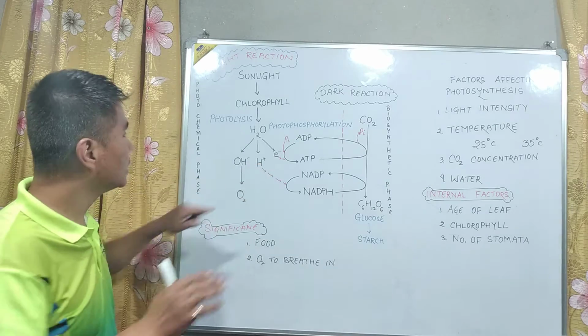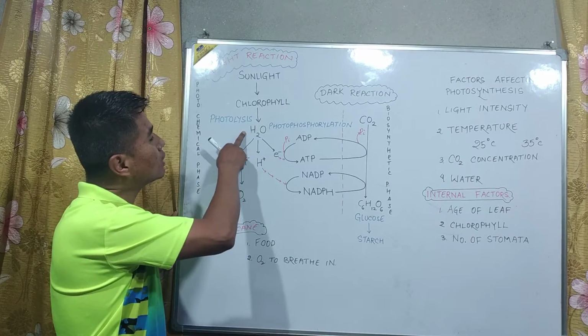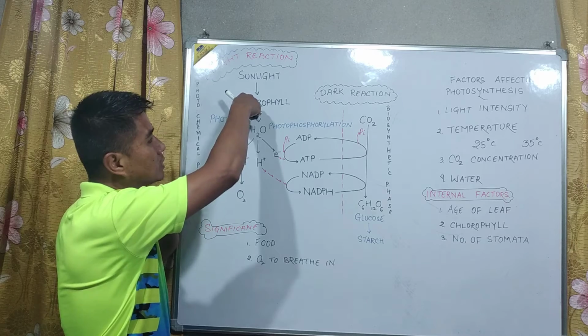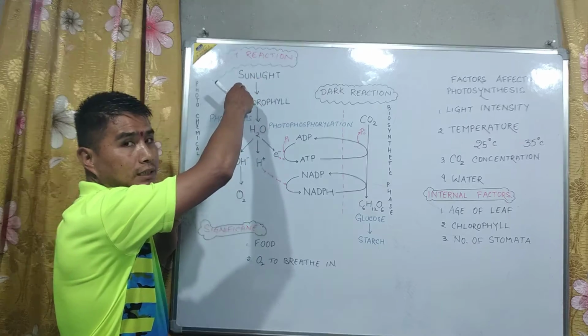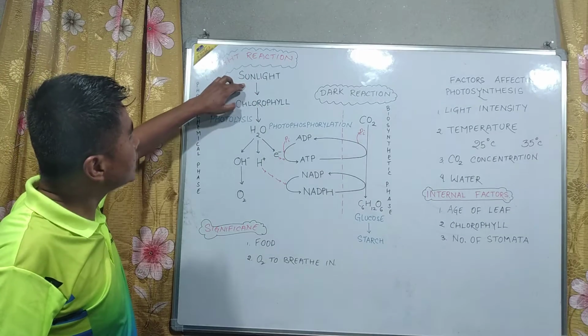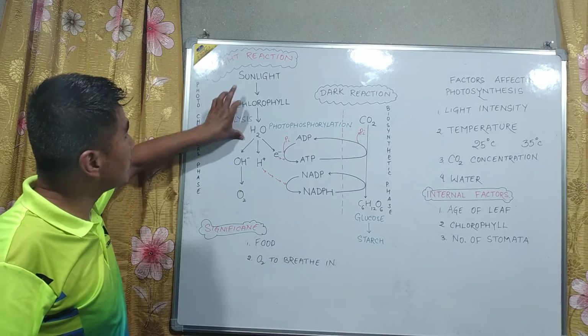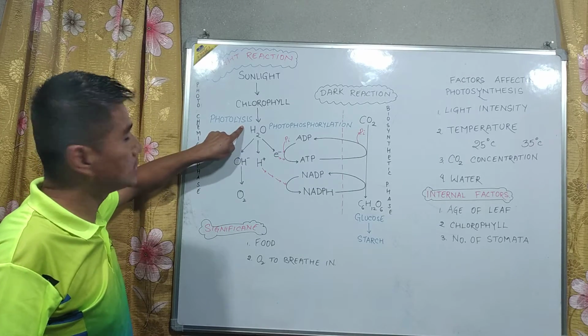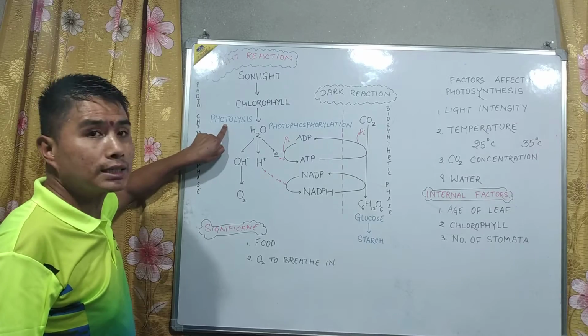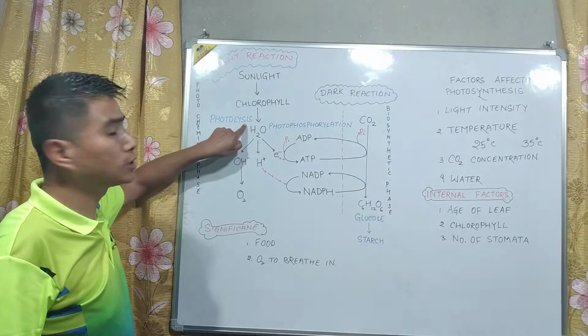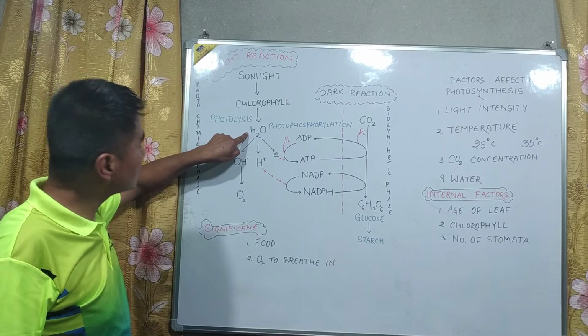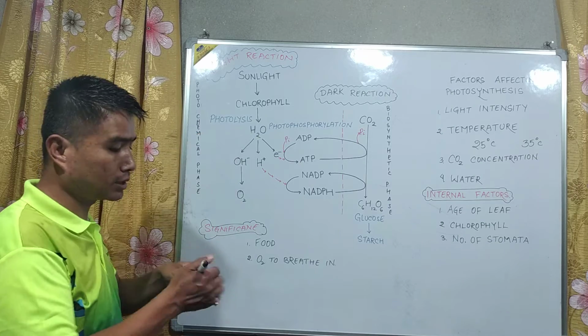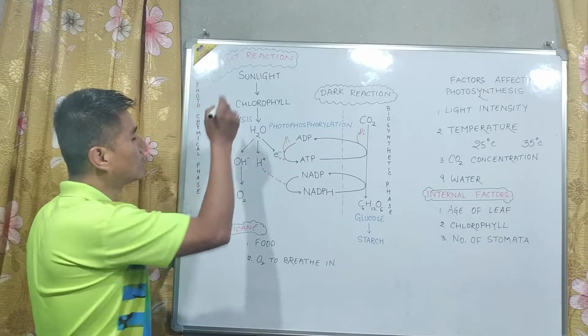Now, this breaking of water with the help of chlorophyll, or with the help of sunlight, in fact, what we can say is, the breaking of water with the help of sunlight is known as photolysis. Photo means sunlight or light, lysis means to break down. To break down water with the help of sunlight is known as photolysis. This definition might come, number one.